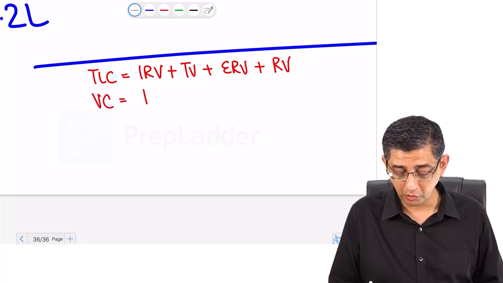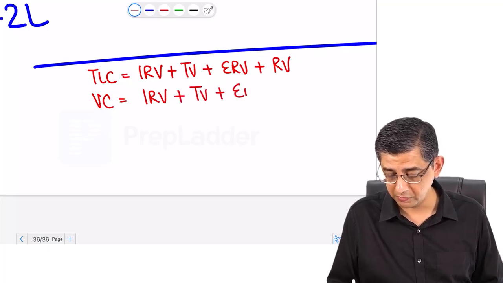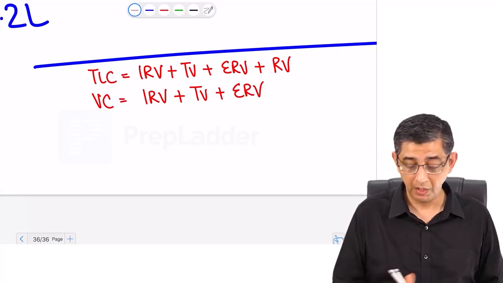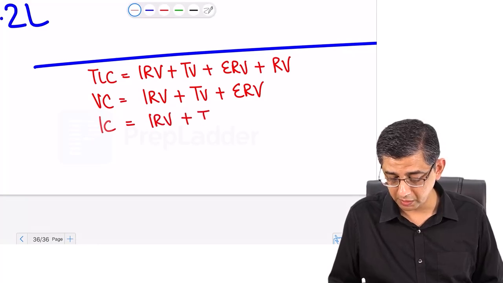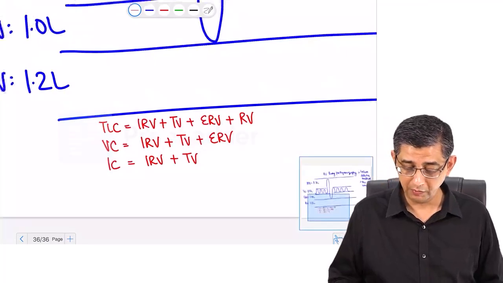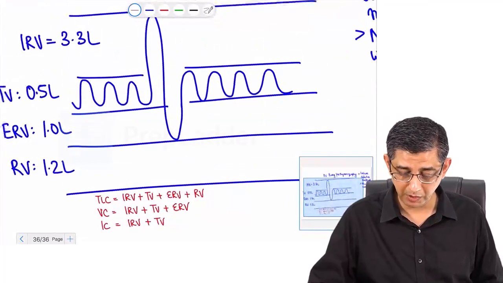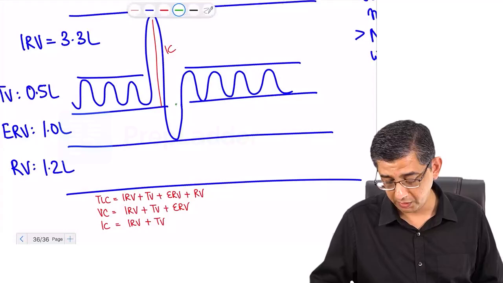But if I add the top three parameters, inspiratory reserve volume, tidal volume and expiratory reserve volume, it will become vital capacity. If I add the top two parameters, that is inspiratory reserve volume plus tidal volume, it will become inspiratory capacity. Please have a look at the board once again. This is what I'm saying, guys. If you add the top two, it is going to be inspiratory capacity.